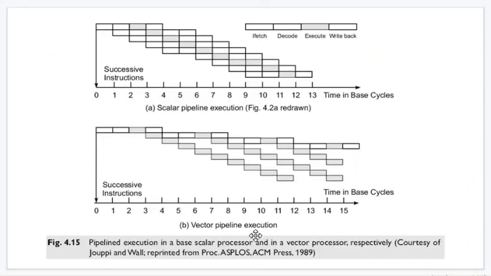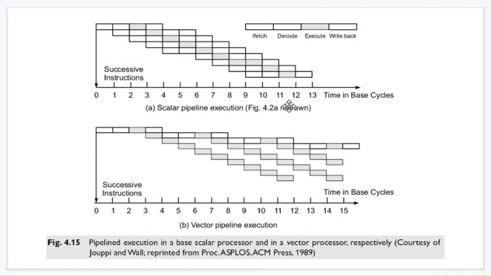Next one, this type of pipeline execution. It is a scalar pipeline, which we have studied in our normal course. See, fetch, decode, execute, write back. Next fetch, decode, execute, write back. With respect to this, we are trying to explain successive instructions, one by one. Here, what happens?